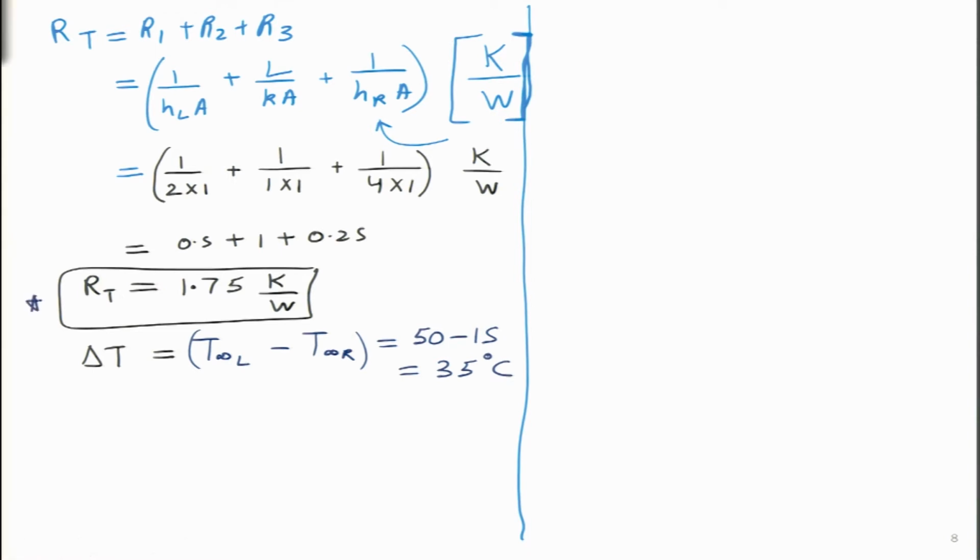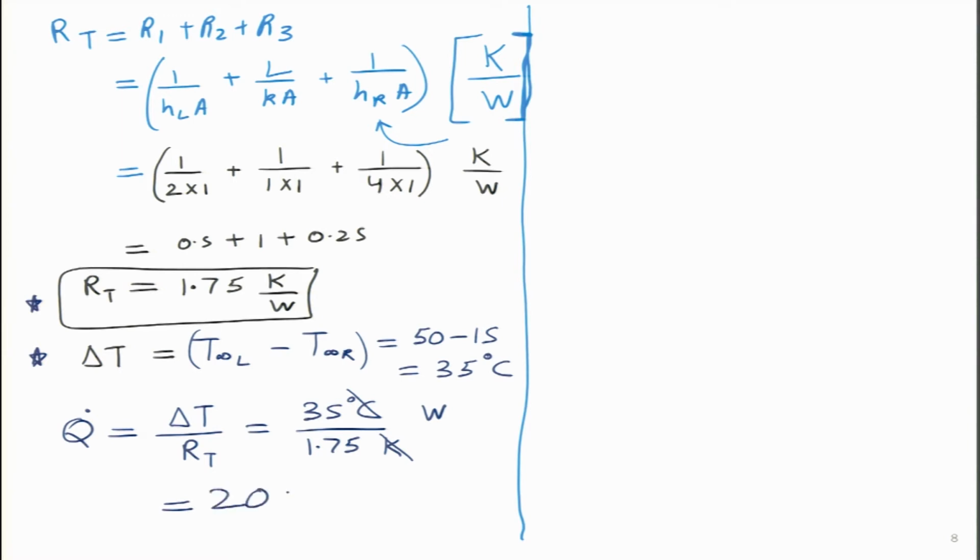So, I have these two values, R and delta T. So, I can easily calculate Q dot, because current is simply voltage divided by resistance. Over here it is delta T divided by total resistance RT, and this turns out to be 35 degree centigrade divided by 1.75 Kelvin per watt. Now, ideally we should have done everything in Kelvin, but centigrade and Kelvin are both equivalent scales if we are cancelling them out. So, it turns out to be a nice number. So, the final answer is 20 watt.